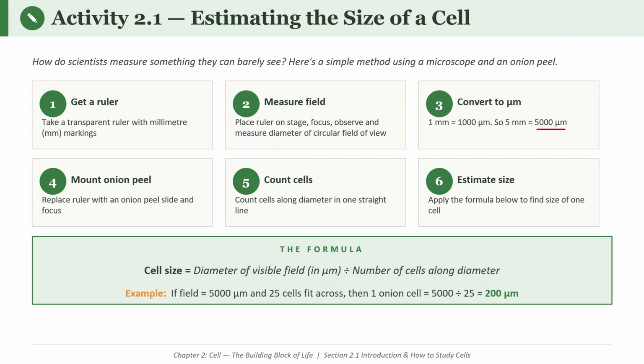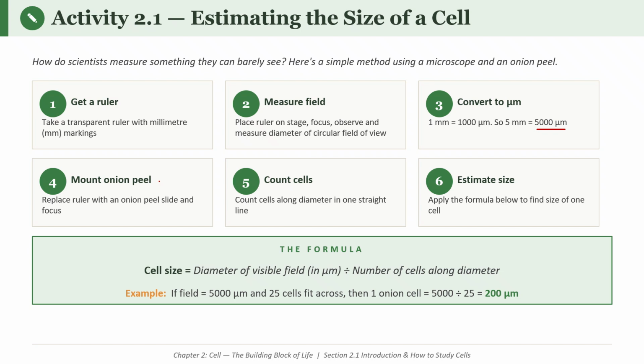Next, you have to mount the onion peel. The fourth step is to mount an onion peel. Remove the ruler and place an onion peel slide on the stage. Then focus clearly. Onion cells are easy to observe under a microscope, which is why we are using it here. Count the cells along the diameter in one straight line. Suppose you count 25 cells.